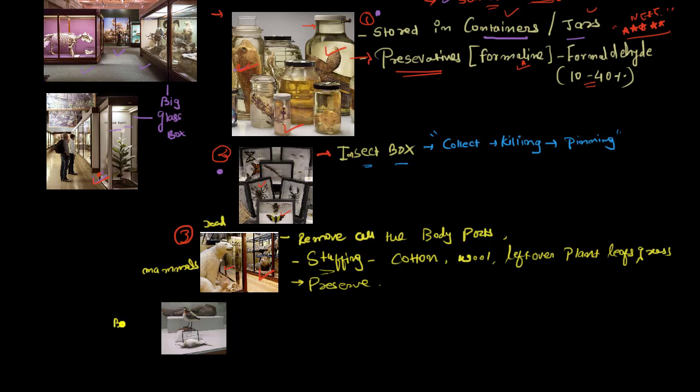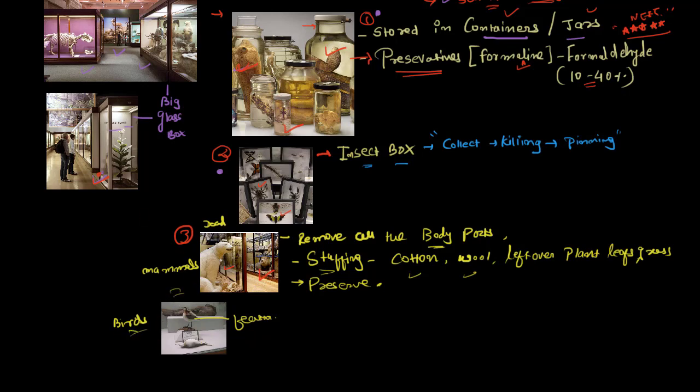Now we know what mammals are, right? And these are birds. You can do the same with birds too. See, all the outer part, their feathers, is original, but for the stuffing inside, you just remove all their internal body parts, and then you stuff these animals with either cotton, wool, or some leftover plant leaves or grass kind of thing. This is how you preserve the larger animals and birds.